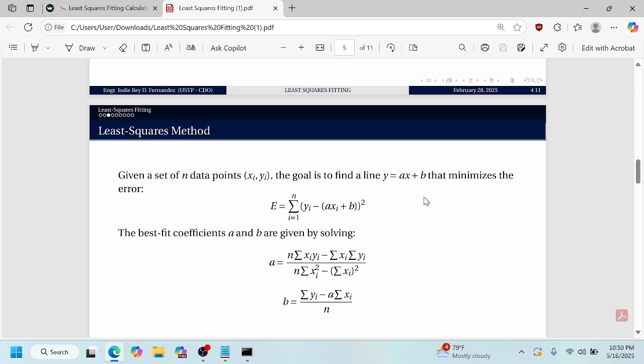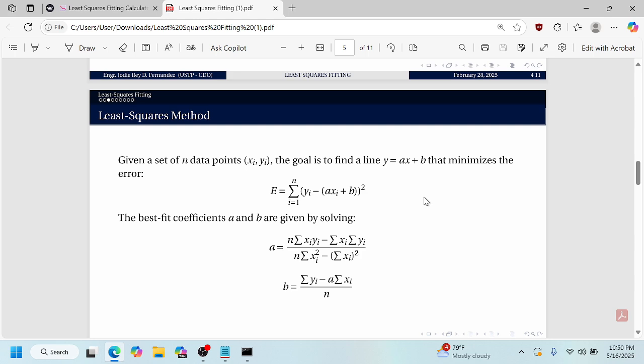To compute this, we use the following formulas. a equals the summation of x times y minus the summation of x times the summation of y, over n times the summation of x squared minus the square of the summation of x.